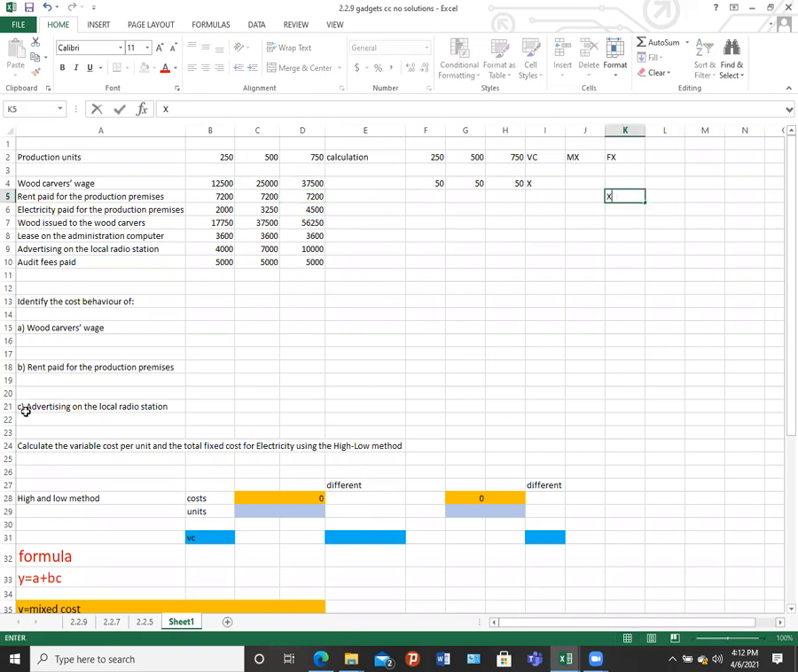And then for advertising on the local radio station, we don't know whether it is a variable cost or a fixed cost, guys. Please remember, make sure you know your definitions for variable cost and mixed cost. If you made a calculation, you must look whether it met the definition. For now, we don't know whether the advertising is a mixed cost or a variable cost, which means fixed cost is excluded. For now, we are left with variable cost and mixed cost.